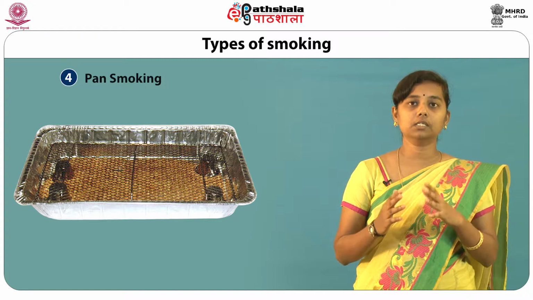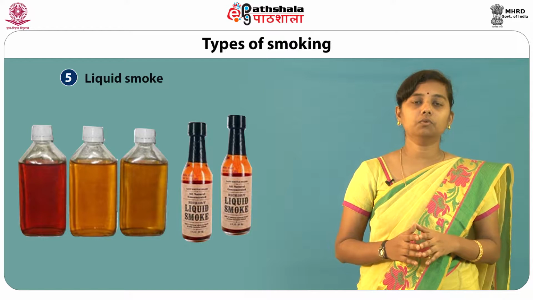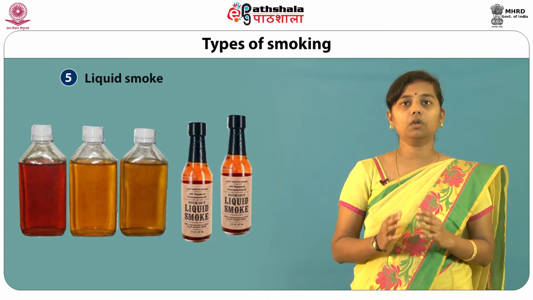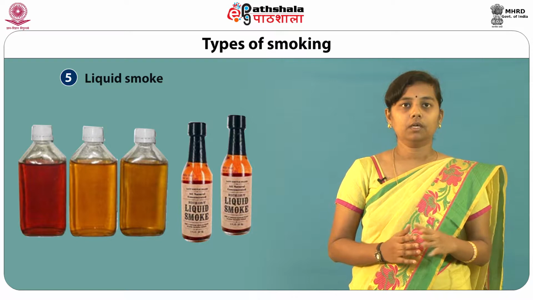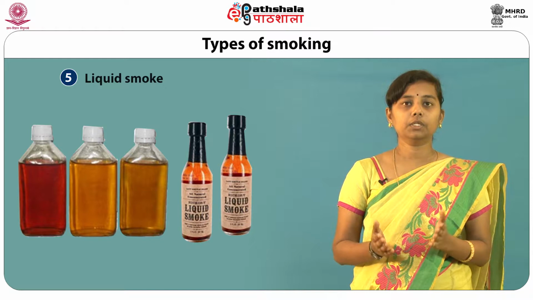The last method uses liquid smoke. Liquid smoke is obtained by controlled burning of wooden chips in the combustion chamber, which produces the smoke. It is then passed through a tube from the combustion chamber to a condenser. In the condenser, the smoke cools and condenses to form a liquid. The liquid smoke is collected, filtered to remove the impurities and then bottled.